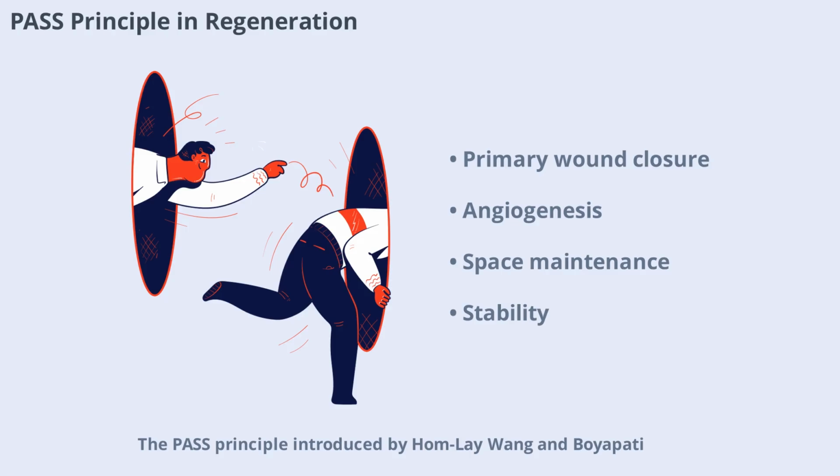The PASS principle, introduced by Wang and Boyapati, outlines 4 critical factors for successful regeneration: primary wound closure, angiogenesis, space maintenance, and stability. Achieving primary closure prevents bacterial contamination, while angiogenesis ensures a robust blood supply. Maintaining space allows for tissue ingrowth, and stability of the wound and membrane is vital for predictable healing. Adhering to these principles increases the likelihood of achieving optimal regenerative outcomes.